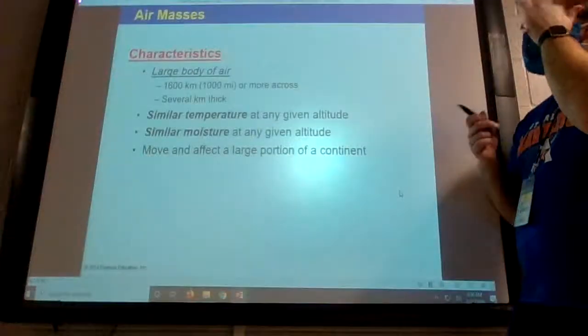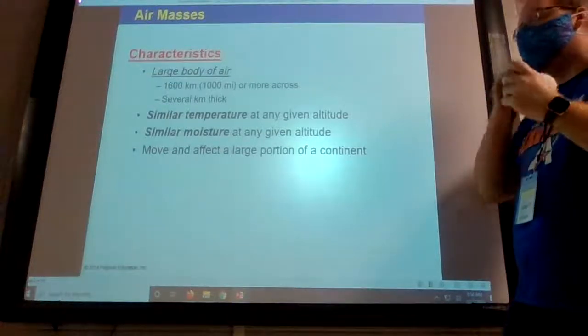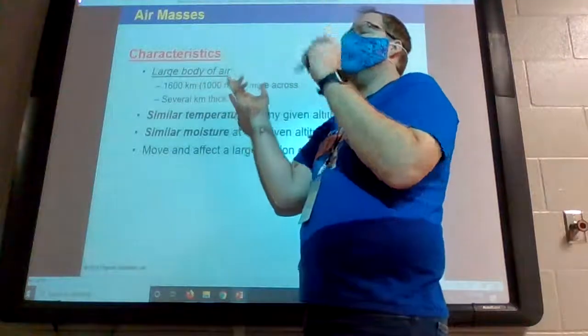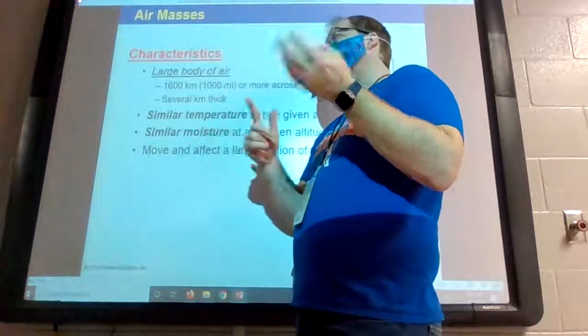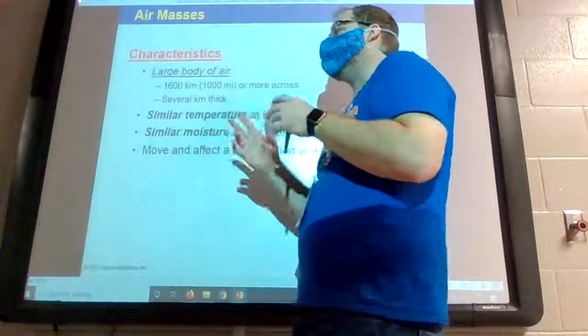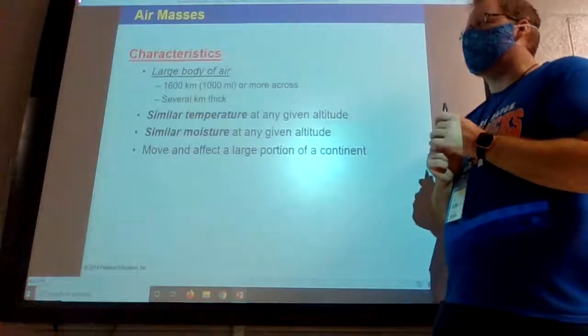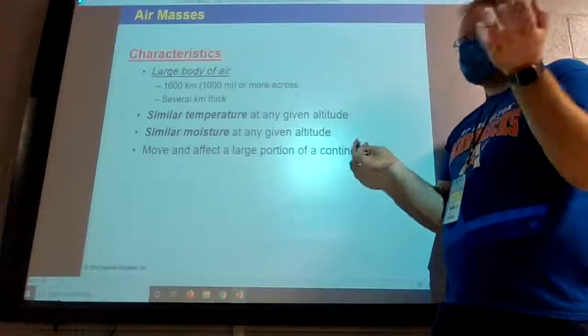So now we're into weather, actual weather and weather patterns and what we look at on weather maps. And we start with air masses. The characteristic of an air mass is it's a large body of air. It's got to be the same temperature, same moisture. If it's different temperatures and moistures, you should call it two different air masses. Generally, air masses are very large, 1,000 miles or more across, and several kilometers thick. And how they move about affects your weather.